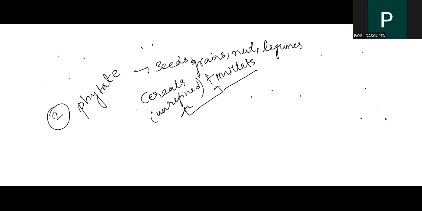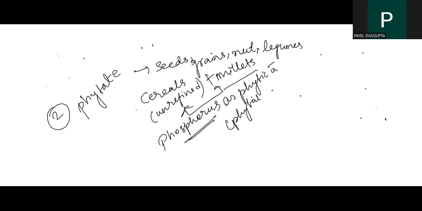Okay, so they store the phosphorus as phytic acid in the husk, in the form of phytate salt. Phytate salt. Okay.